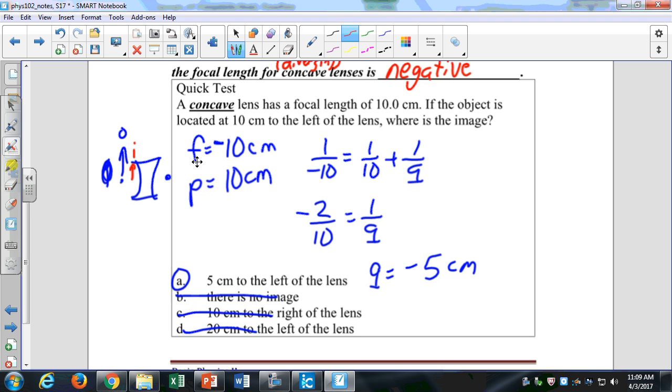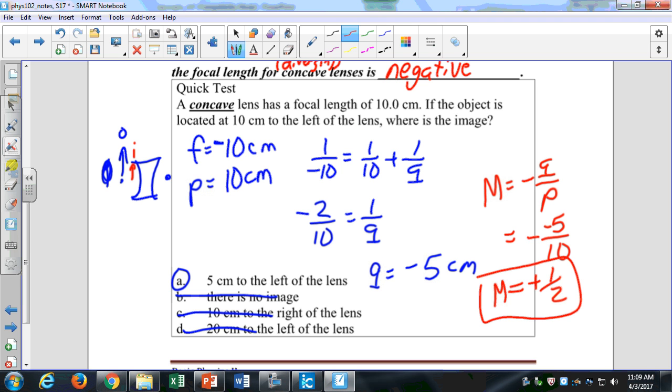M is negative Q over P. If Q is negative, M is positive. All right, so I drew it that way. And I also drew it at half the magnification, because I know that the magnification is negative Q over P. This wasn't in the problem, but it's negative Q over P. So that's negative 5 over 10, or positive 1/2. So my magnification is positive 1/2.